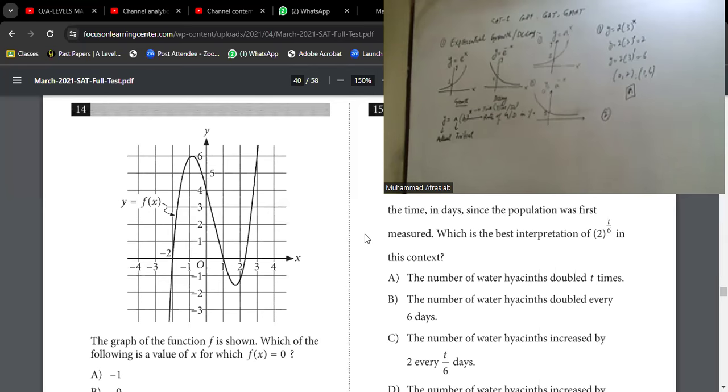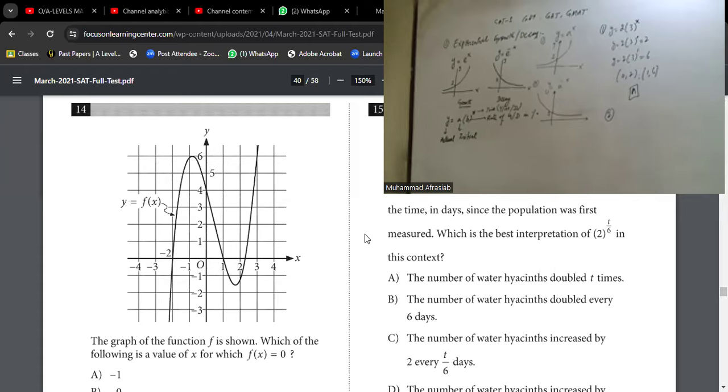Question 2 now. The function A of t is equal to 12 into 2 power t by 6 models the number of the water hyacinths in a population over the time t. At t is equal to 0 is the number of the water hyacinths, and t is the time in days since the population was first measured. Which of the following is the interpretation of 2 power t over 6 in this context?